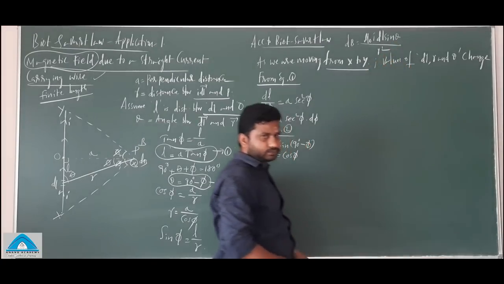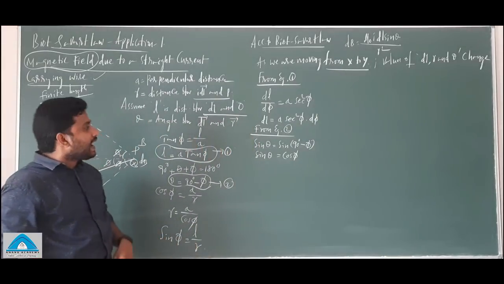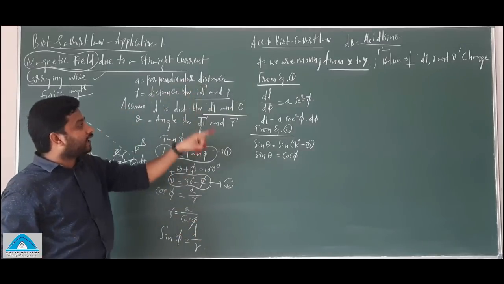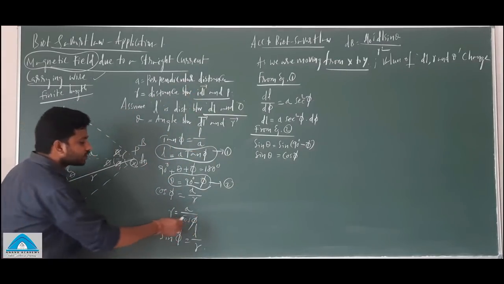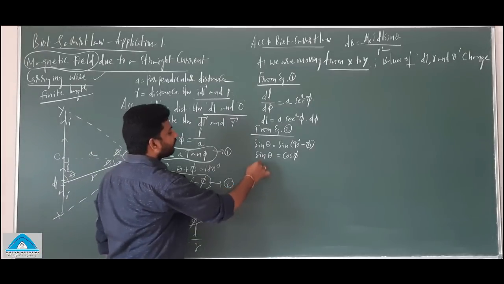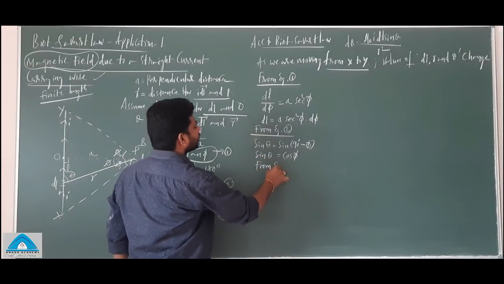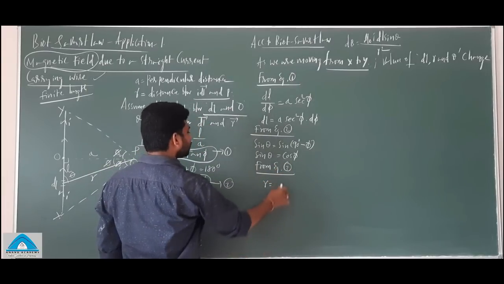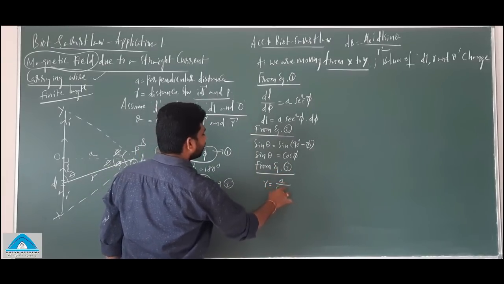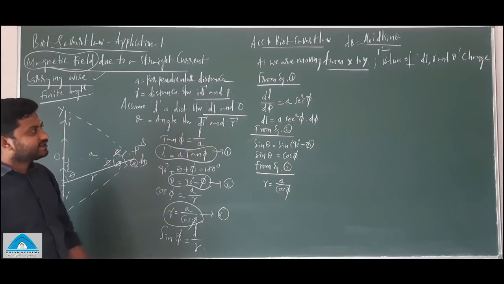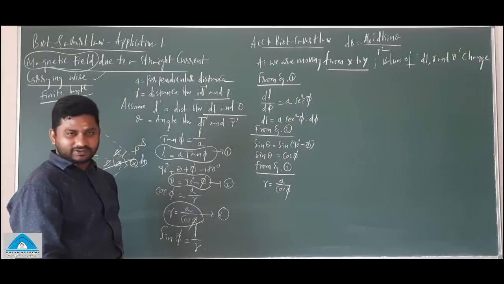Then r. As it is in cos and it is secant, that r value also we can write in terms of cos. You can see here. So this is equation 3. From equation number 3, what happened to your r? R is equal to a by cos phi. Okay. See, just substitute everything in your Biot formula.